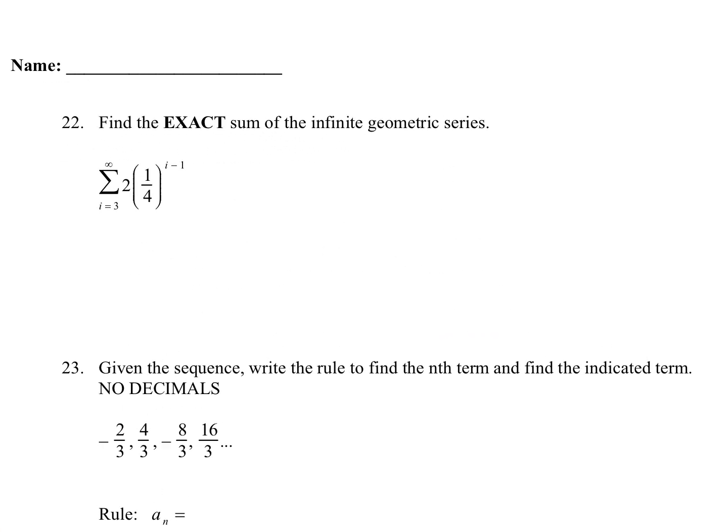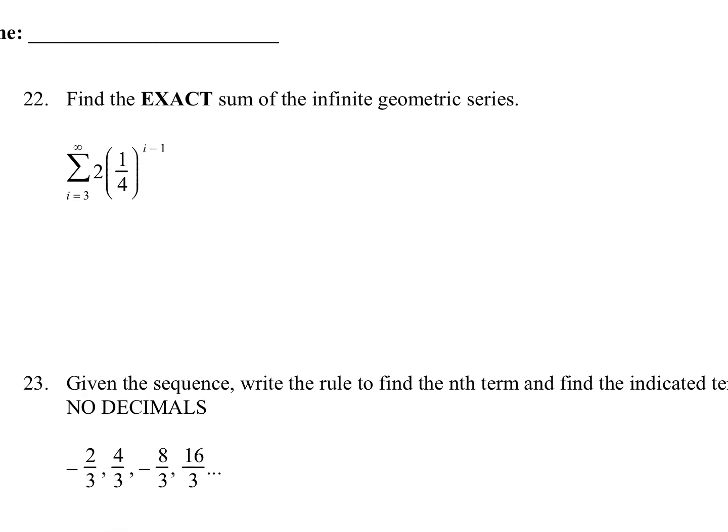Next, we're going to find the exact sum of the infinite geometric sequence. This is going to be number 38 from your review. No, it is not number 38, I'm sorry. It is number 35. Number 35 from your review. So first thing we're going to do is find a sub 1. So we're going to plug in that 3 for i.